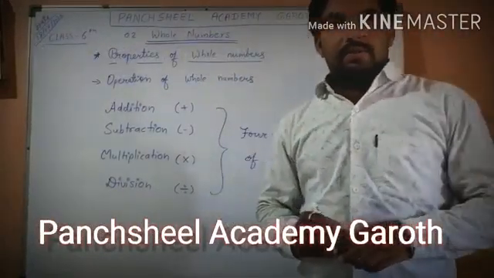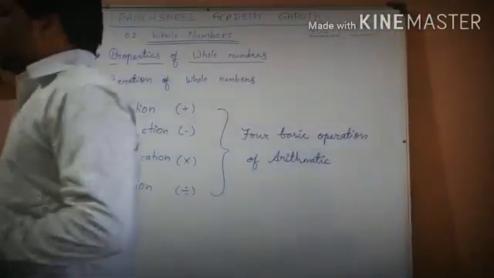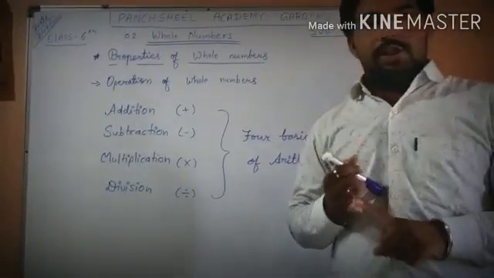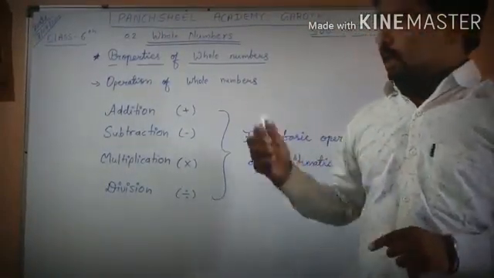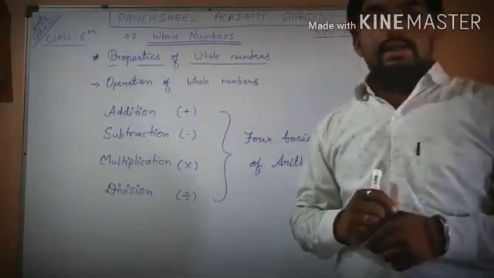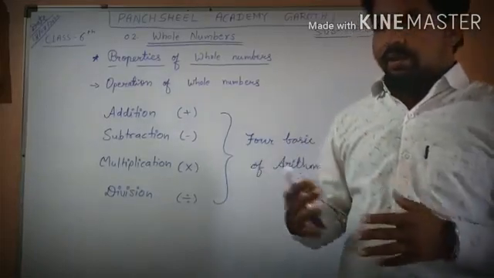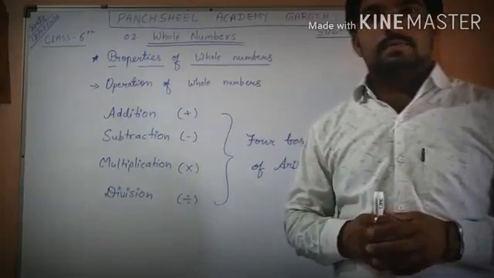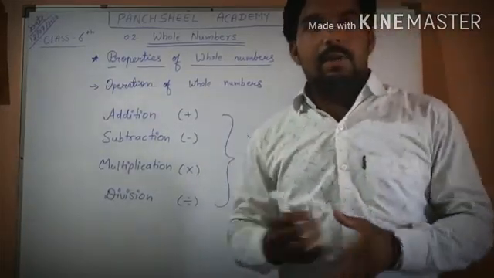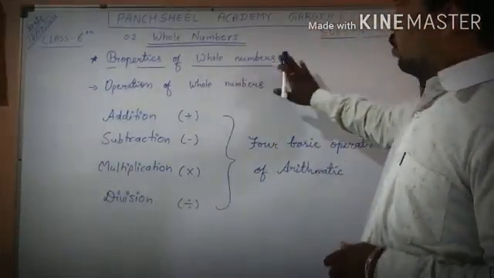In the previous lecture we discussed the number system. I gave you the full flow chart, and in this way we discussed natural numbers, whole numbers, and after that we also saw the number line, and how we can add, subtract and multiply on the number line. But today we are going to discuss the properties of whole numbers.